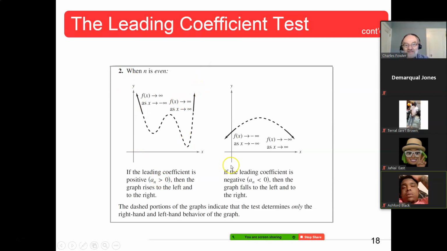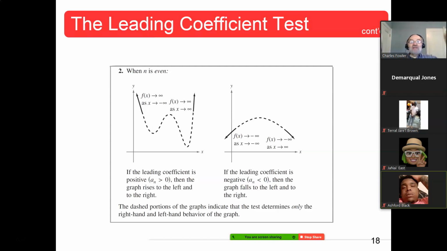But if that leading coefficient is negative, it's going down and it's going down. Okay, so odd exponents go in opposite directions. For very large positive numbers, if that a is positive, then that's going up. Very large negative number, that's going down. That's if n is odd.